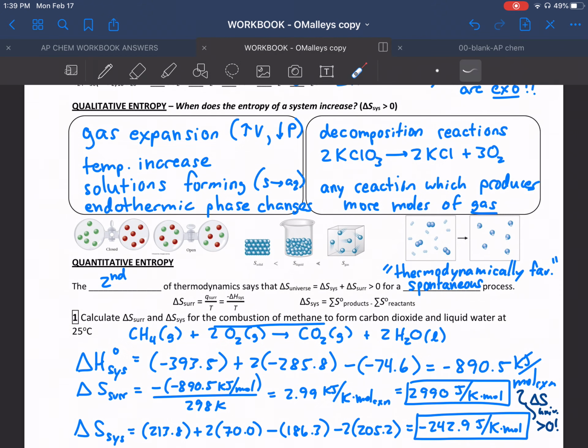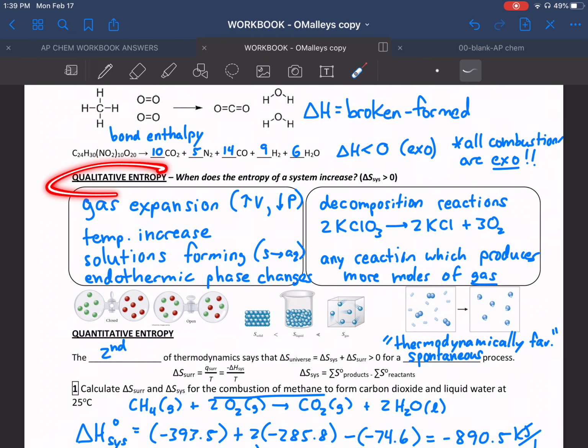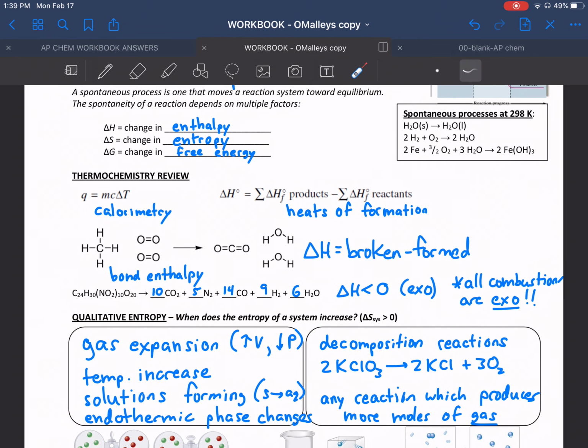So that's how we handle quantitative entropy using tabulated information, qualitatively for physical changes and chemical changes, and just a review of some things that we're going to see later in this unit that have to do with what we learned about with thermochemistry.